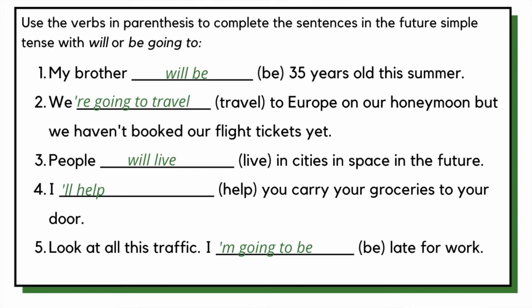Number 3 says, people will live in cities in space in the future. Number 4 says, I'll help you carry your groceries to your door. You could also say, I will help. And number 5 says, look at all this traffic. I'm going to be late for work. You could also say, I am going to be late for work.